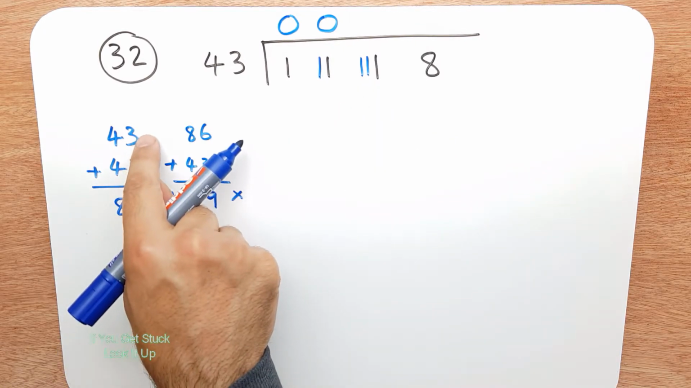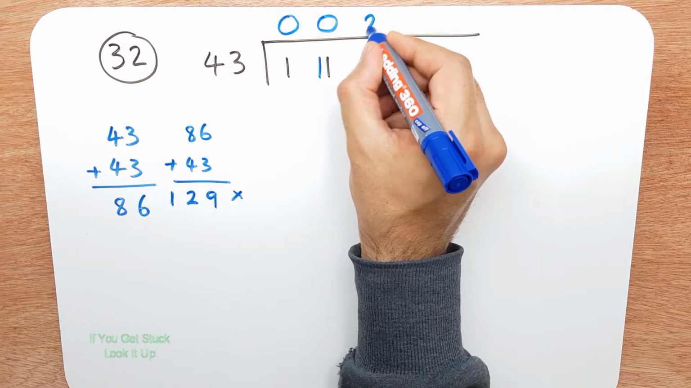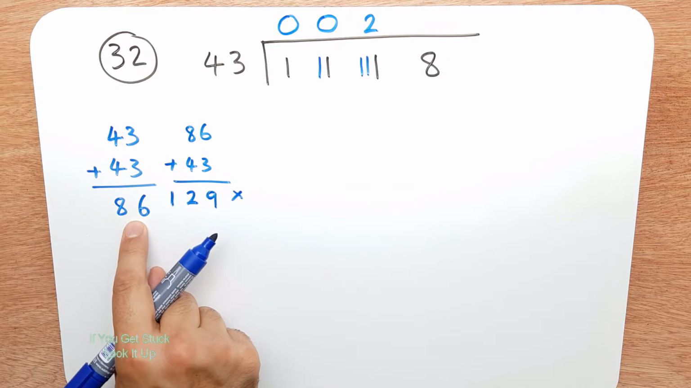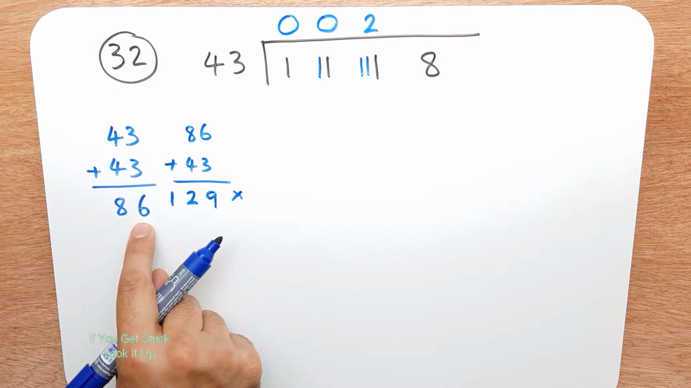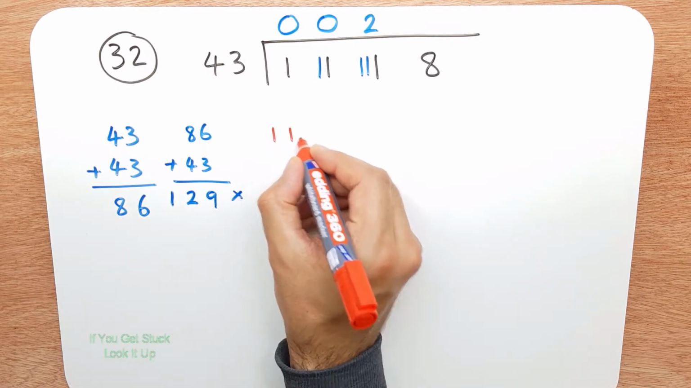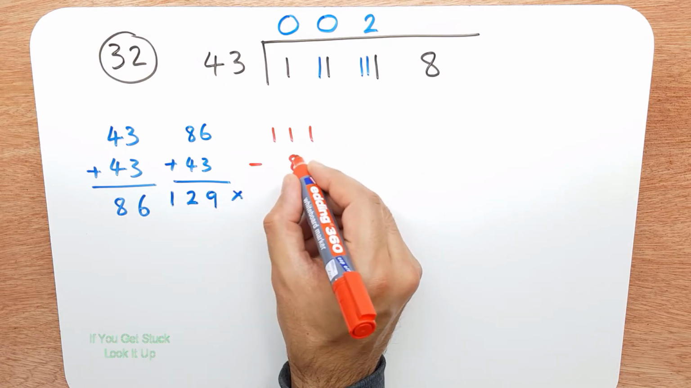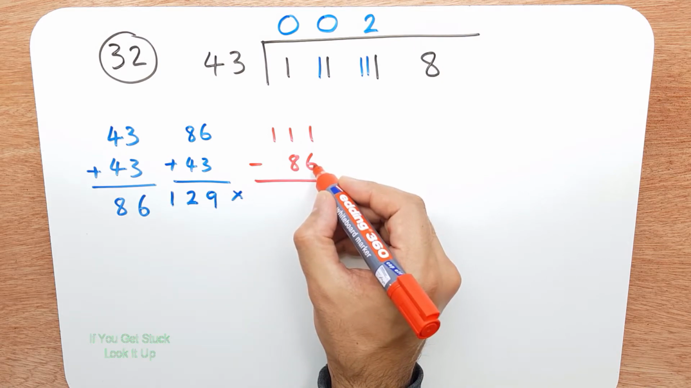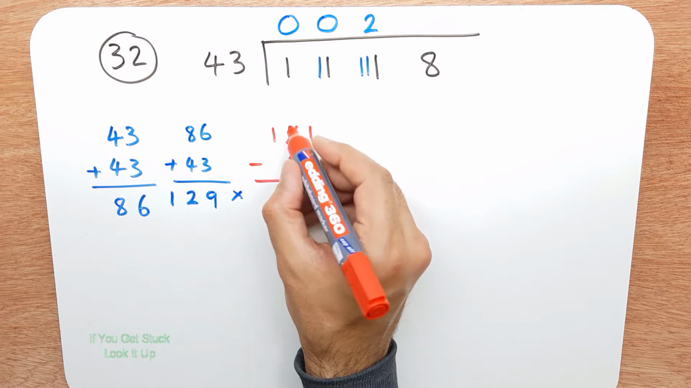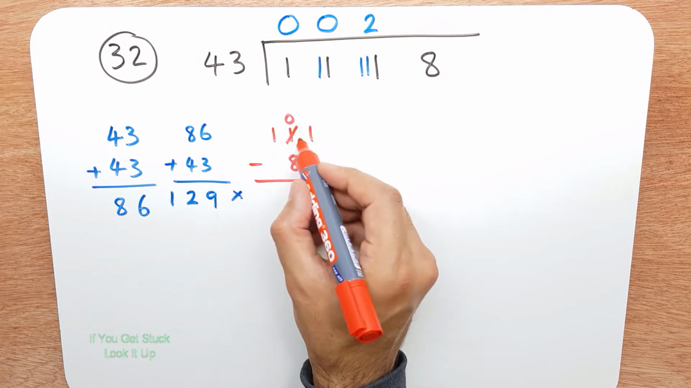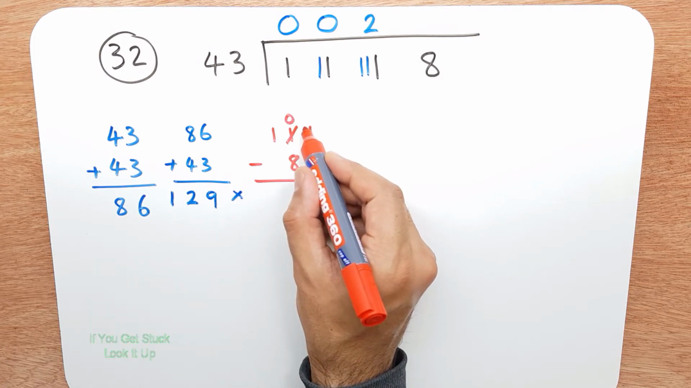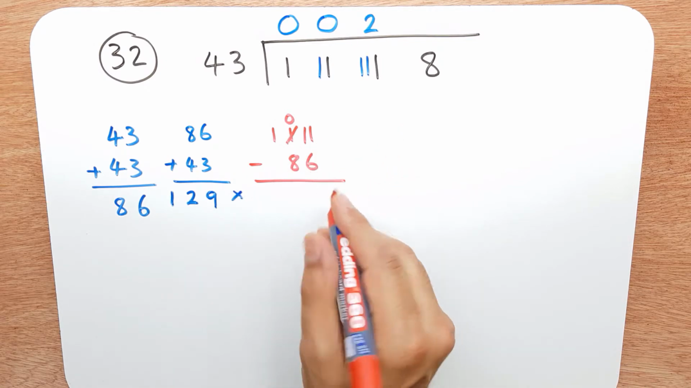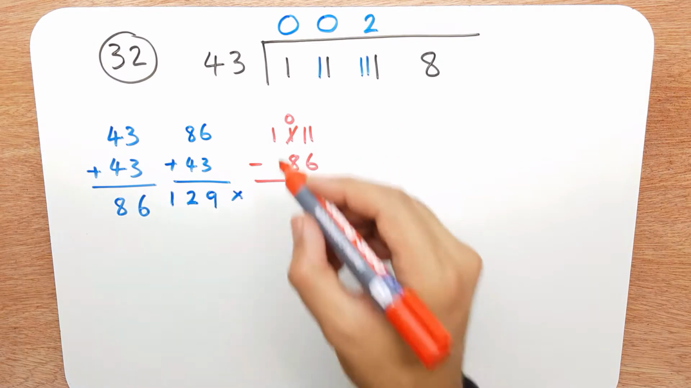So we know we've got 2 43s, so we put 2 here. And the remainder: from 111, if we take away 86, what do we get? 1 take away 6, we can't do. Go to the neighbour, borrow 1, that becomes 0. The 1 we've borrowed turns this one into 11. So now it's 11 take away 6, which is 5.